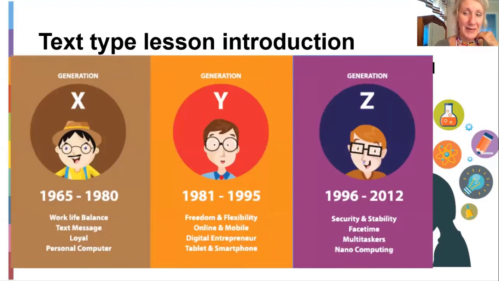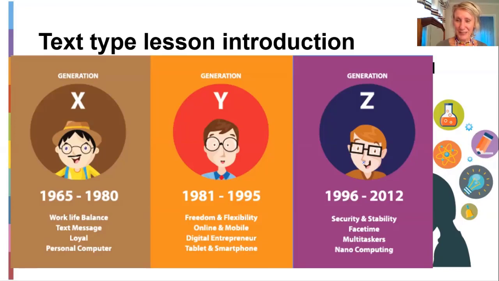Right, let's look at the generations. I'm actually a baby boomer. I'm a hardworking, loyal person. I don't job hop. That's typical of the baby boomers, but my kids are Generation X and they believe in a work-life balance because baby boomers just work all the time, so their kids want a balance between work and life. They use text messages, and they have a PC, much like I have as well. So Generation Y, which I think maybe many of you are, you are for freedom and flexibility, you job hop, you're not loyal. You're very much online with your mobiles all the time, digital entrepreneurs, tablets, smartphones, you're digital natives. And we've got our new generation coming through, the post-millennials, Generation Z. They're into security and stability, very much unlike Generation Y.